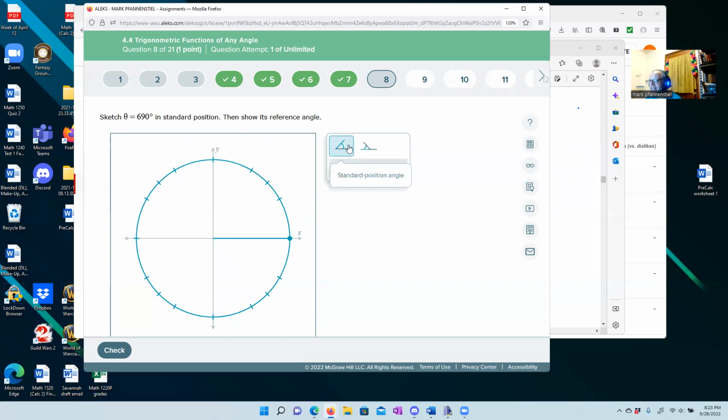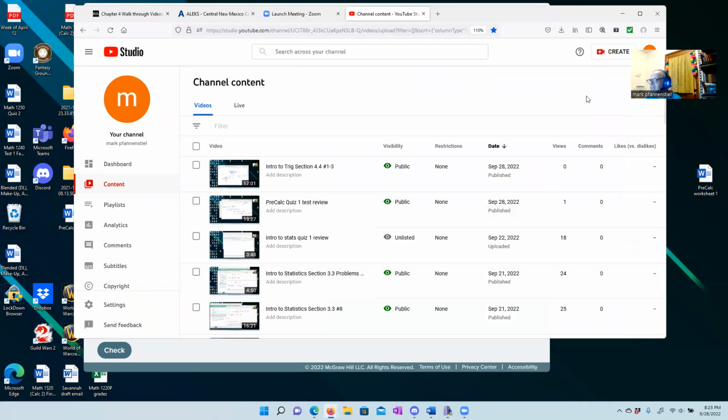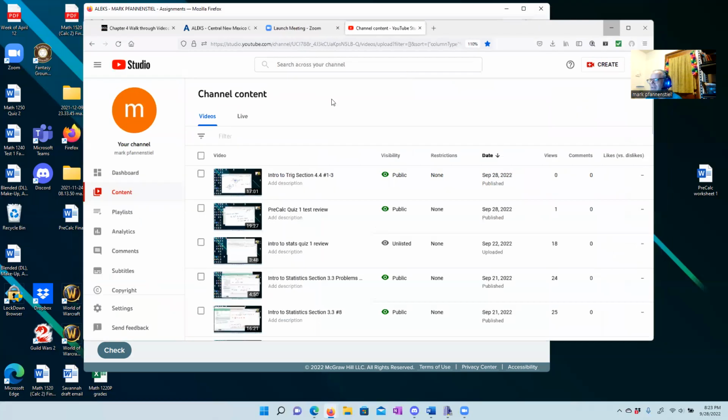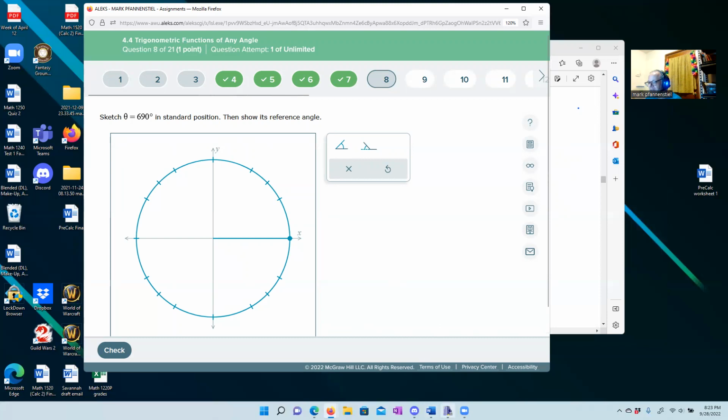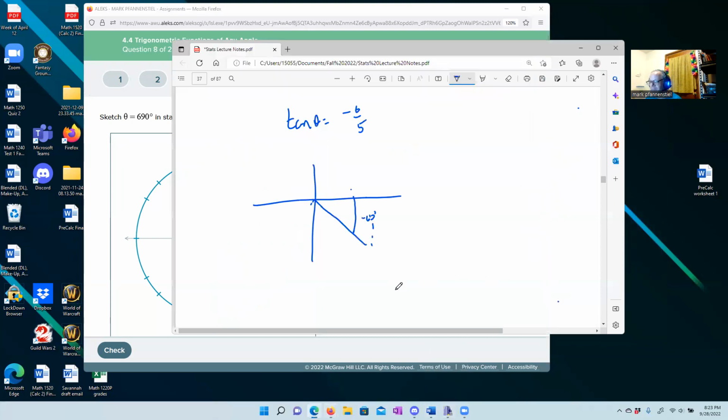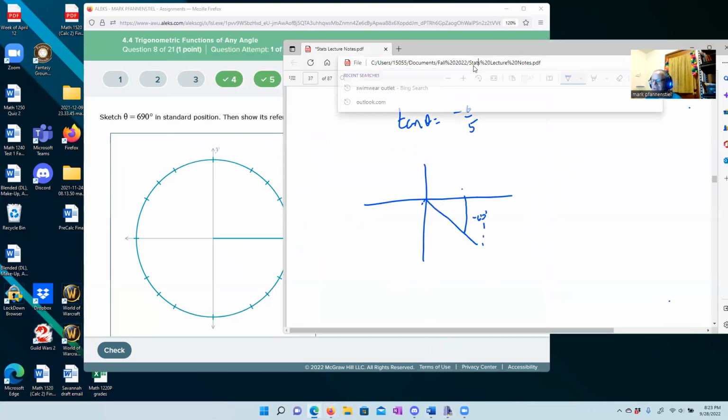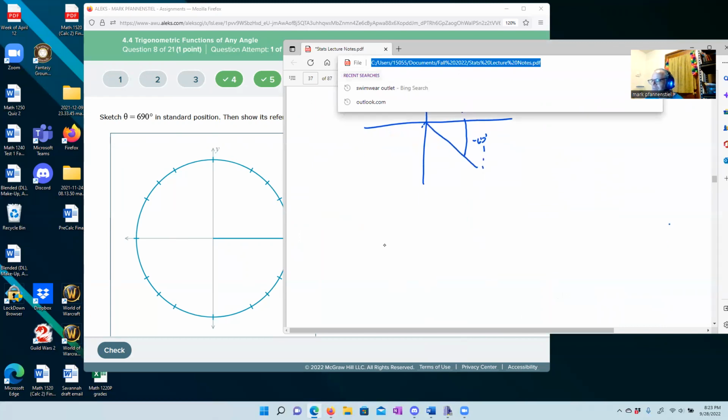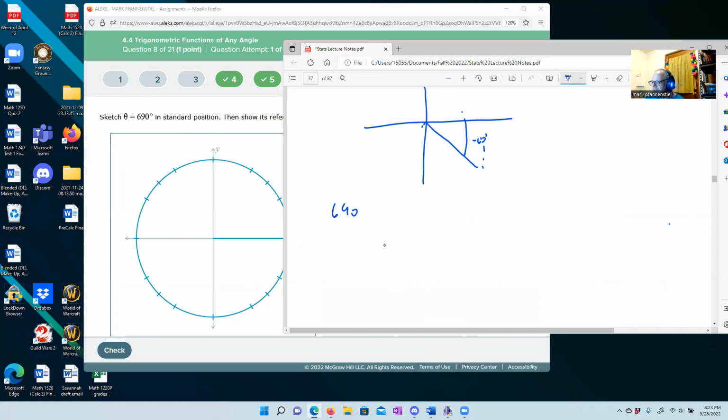Okay, 690 in standard position. So, oh boy, 690 in standard position. So let's figure this out. Is it positive or negative? Looks like it's positive. So 690 degrees, that's at least once around a circle. So if we go around a circle once, it's minus 360. So it's going to be 330 degrees.